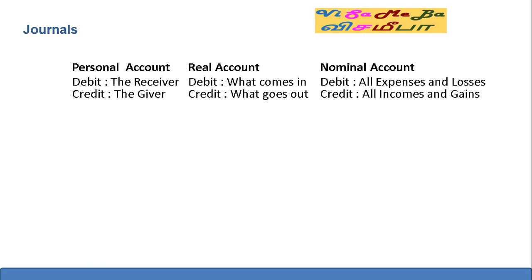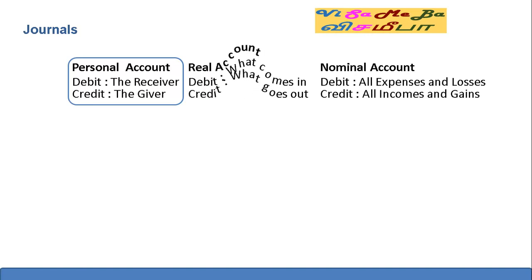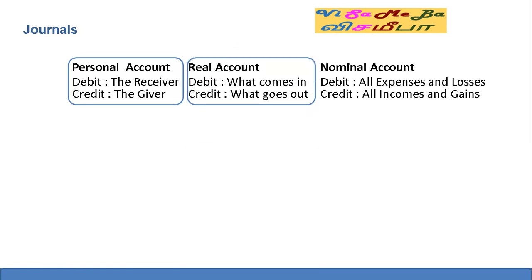One more time. Personal account, debit the receiver, credit the giver. Real account, debit what comes in, credit what goes out. Nominal account, debit all expenses and losses, credit all incomes and gains.